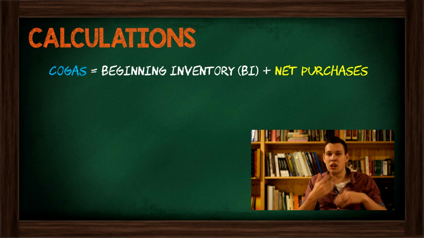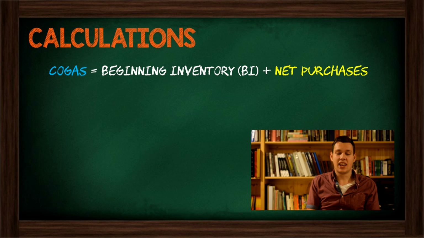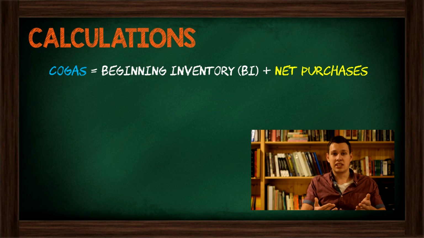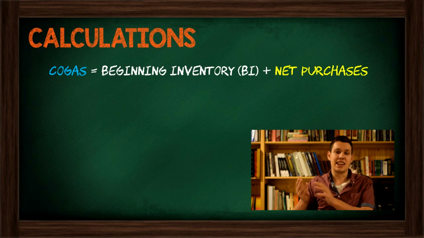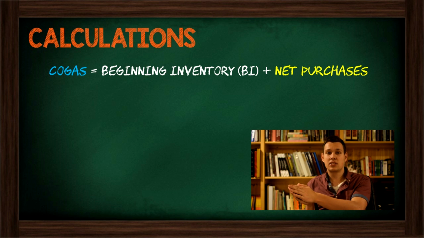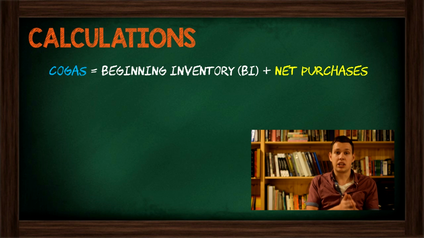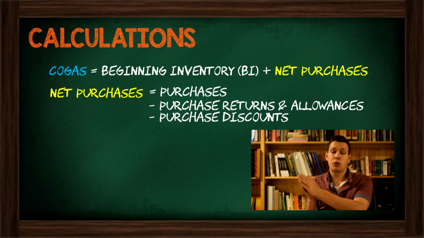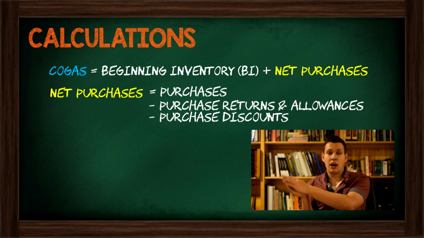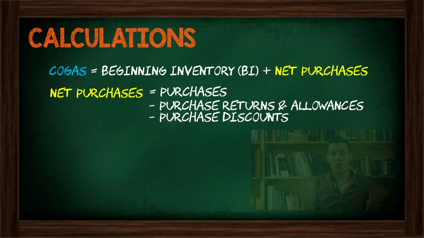But of course, there's a little bit more beyond that, and that is to calculate net purchases. Sometimes they're not always going to give you net purchases, and you're going to have to figure that out for yourself as well. Luckily, net purchases is basically the same thing as calculating net sales. You know how net sales equals sales minus sales returns and allowances minus sales discounts? Well, net purchases is simply equal to purchases minus purchase returns and allowances minus purchase discounts. Okay, so very similar formula there, right?